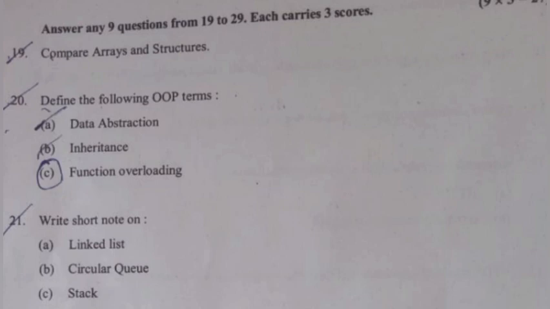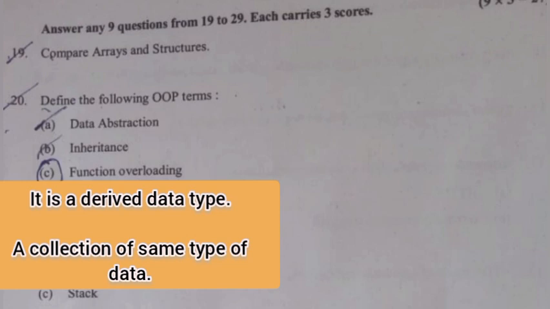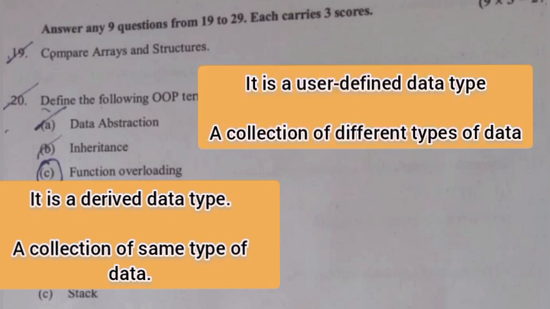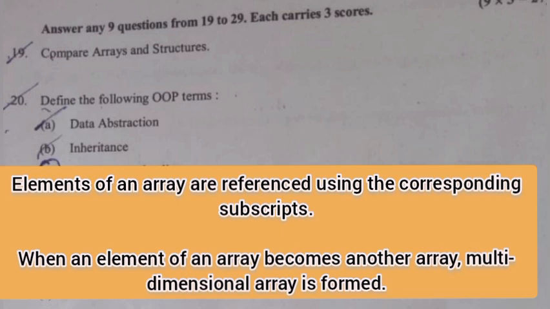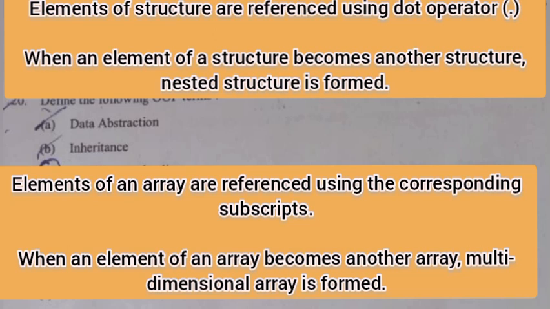19. Compare arrays and structures. Answer: Arrays. It is a derived data type. Structures. It is a user-defined data type. Arrays. A collection of same type of data, whereas structures are a collection of different types of data. Arrays. Elements of an array are referenced using the corresponding subscripts, whereas elements of structure are referenced using dot operator.